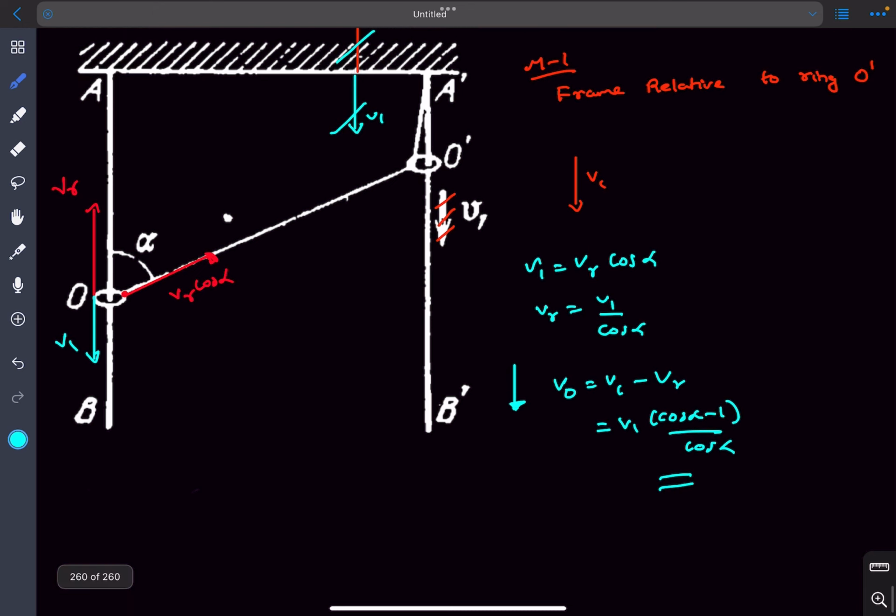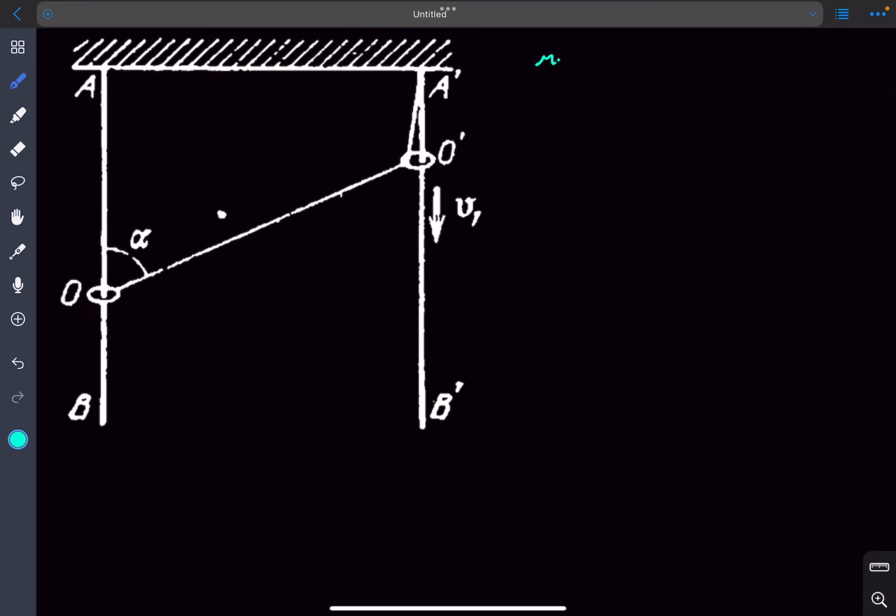So this was method number one of solving this problem, and this is in my opinion the easiest way to solve this problem. Now method two is simply to use the string constraint relation. So basically we'll just find the length of the string as some function of alpha, and we'll just differentiate it and equate it to 0. So for that, let's just try to determine the length of the string.